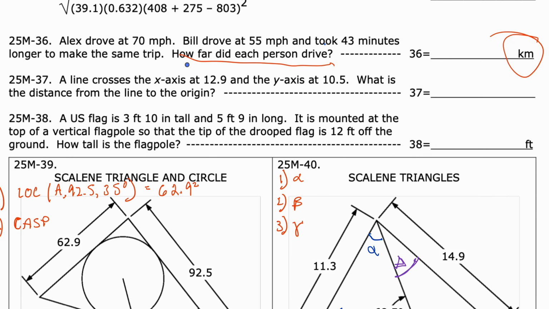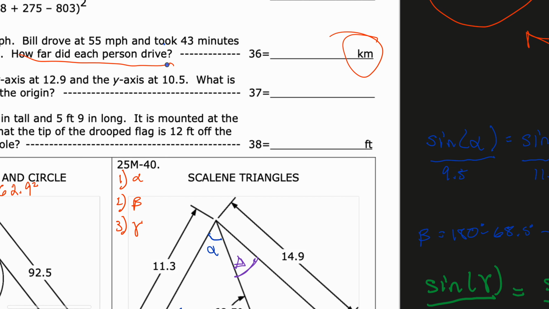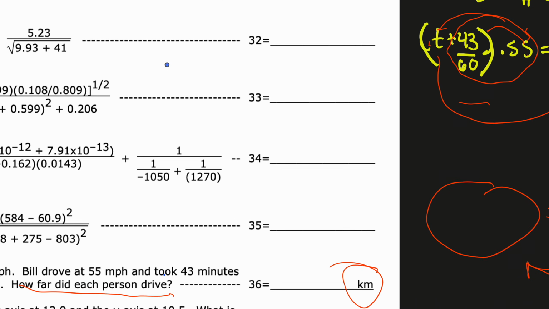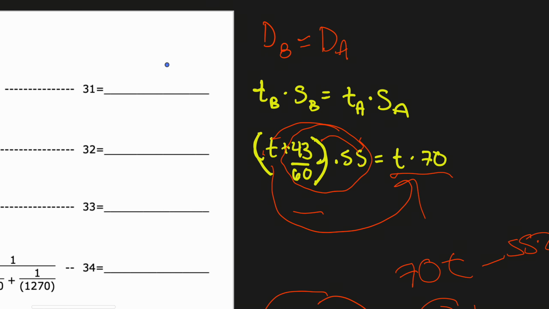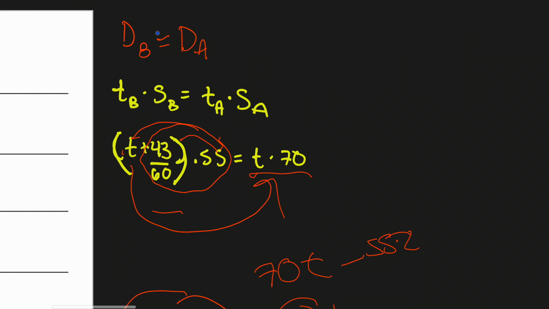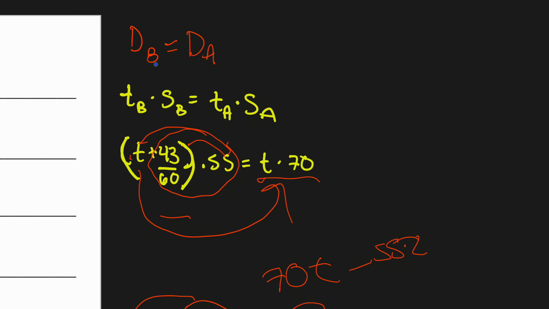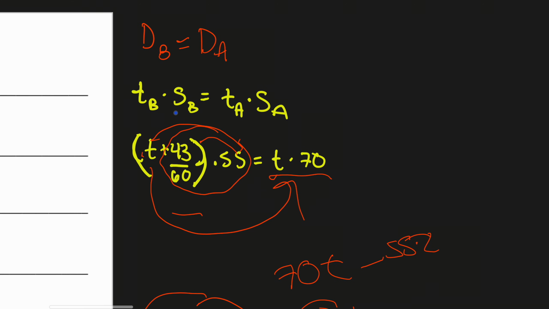Well, the important thing to note is that their distances are the same. And again, we're relating distances and times to speeds. So the distance of Bill equals the distance of Alex, so d of B equals d of A. That's my notation. And distance is speed times time.